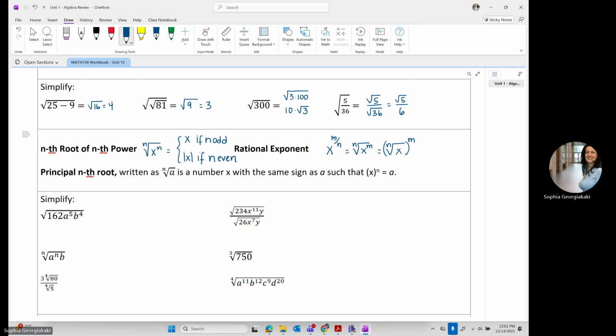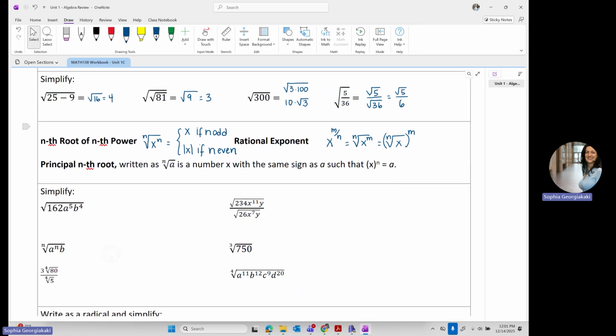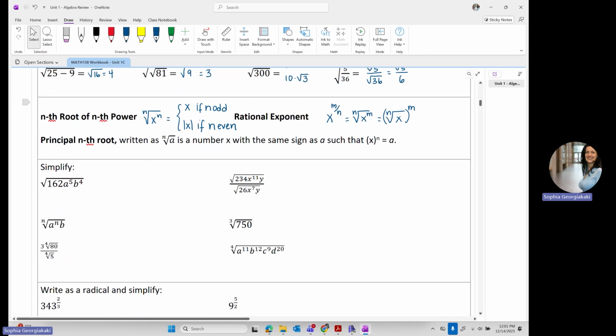The principal nth root, written as the nth root of a, is a number x with the same sign as a, such that x to the n is a. And that basically says that for an even indexed root to exist, the radicand a must be positive. Therefore, the nth root of a has to be a positive quantity.